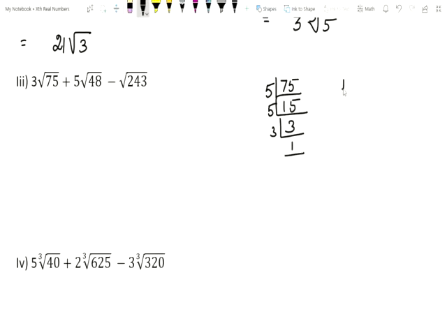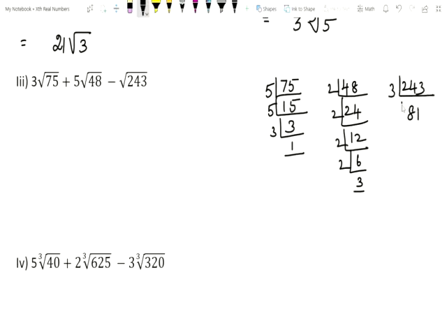Then next 48. Divide by 2, you get 24. Again 2, 12. Again 2, 6. Again 2, 3. Okay, next 243. 3, 81. 3, 27, 3 9s are 27, 3 3s are 9. So how are we going to write this?